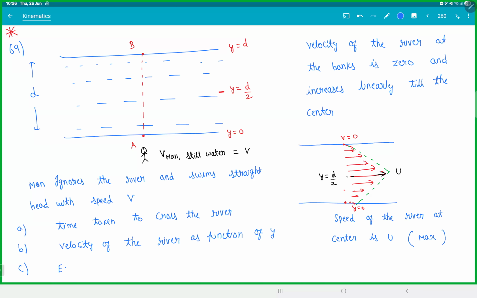Find the equation of trajectory, meaning when the man is going, what is the equation of his path? He will not go in a straight line. Question D, find the drift. So once he reaches the other side of the river, where will he reach? He will not reach B, he will reach somewhere else. What is the drift?